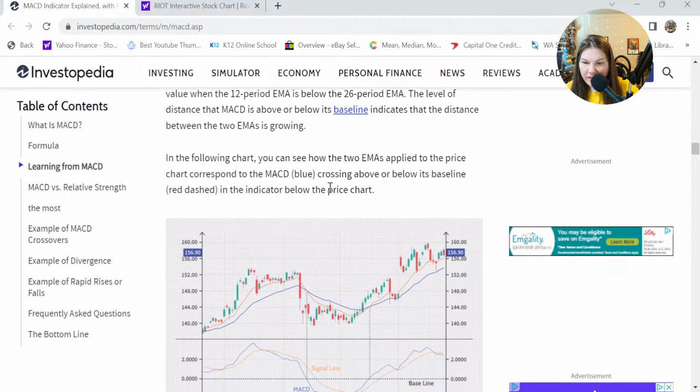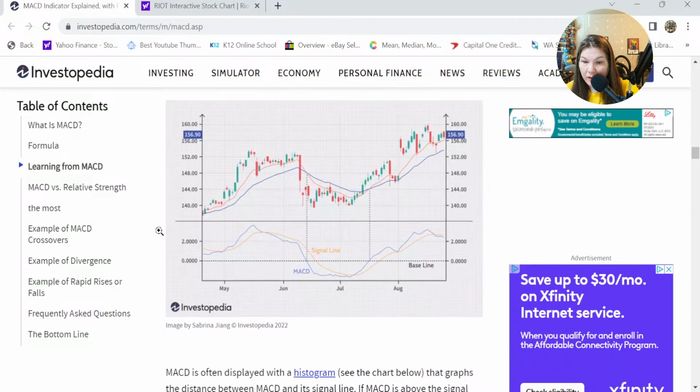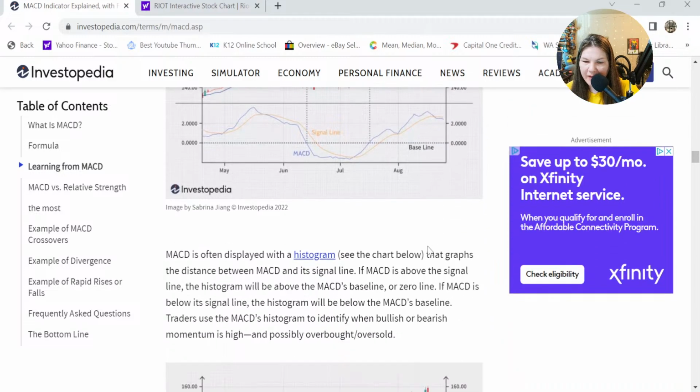In the following chart, you can see how the two EMAs applied to the price chart corresponding to the MACD crossing above or below its baseline. You can see it going. So here's the baseline. That's 0. You see 0? And if it goes up, then it's going to be positive, right? But then when it dips back down here below the baseline, it's negative because it's below 0. And then if it comes back up above, it's positive again because it's up here above 0. Makes sense.